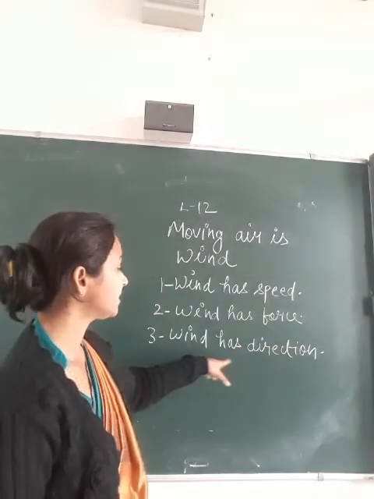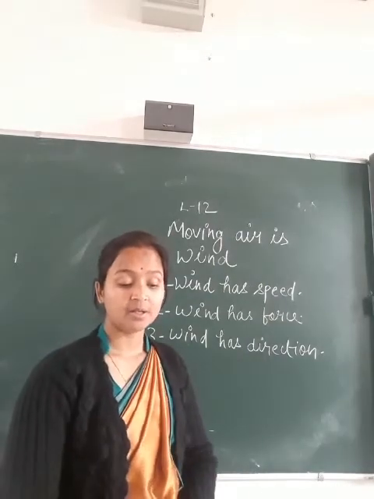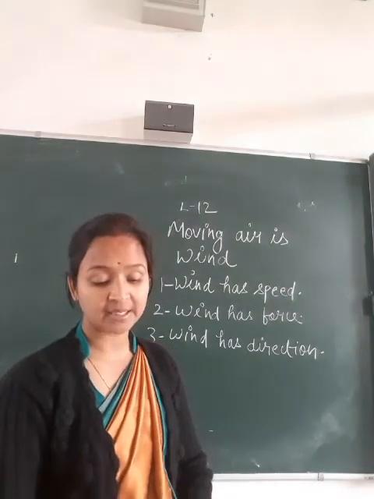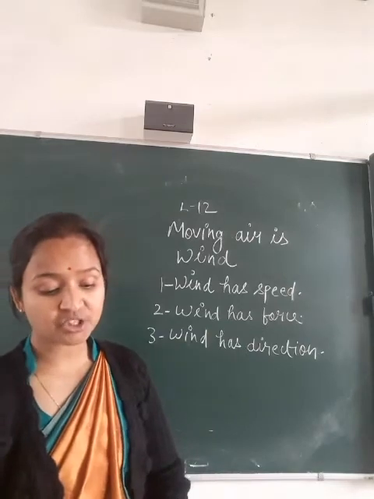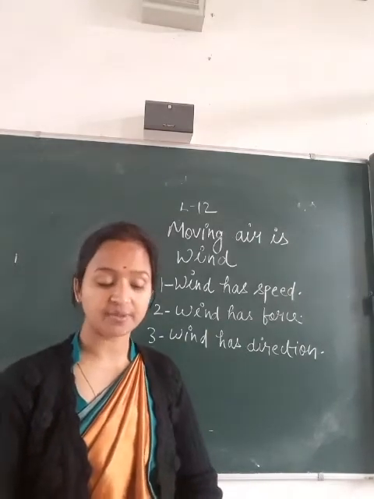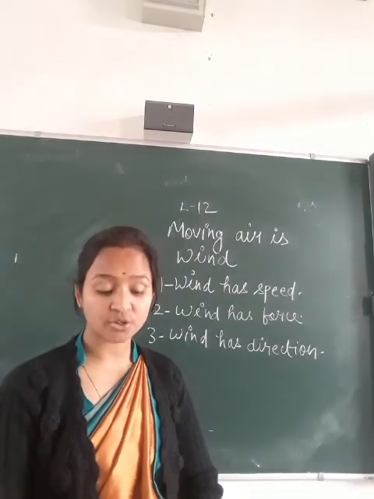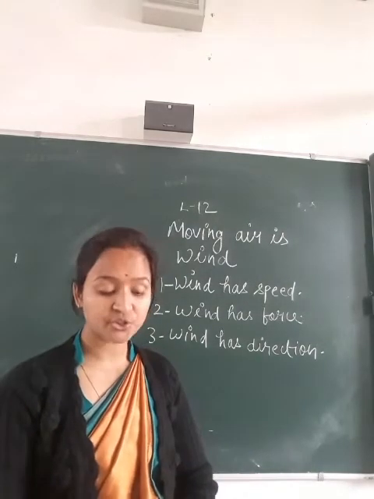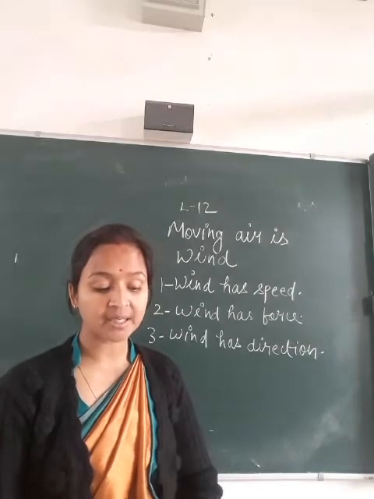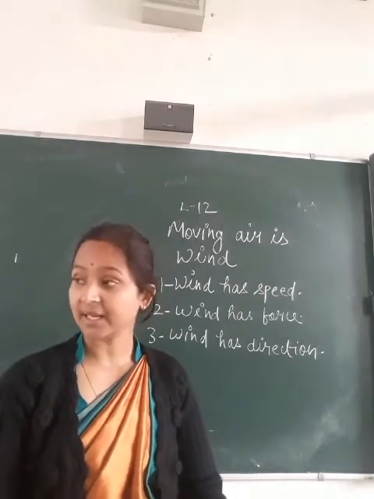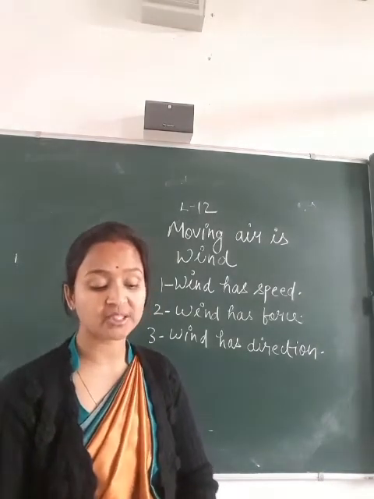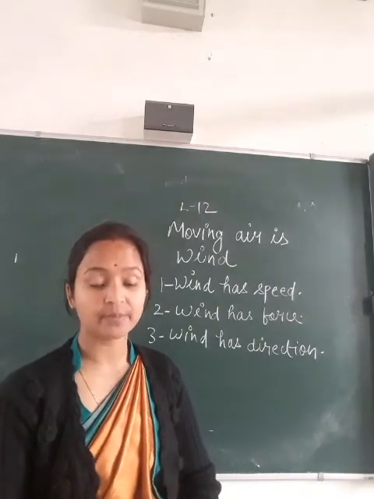Wind has direction. Wind blows in one direction at a time, and a wind coming from the west is called the west wind. As sailboats sail in the direction of the wind, branches of the trees move in the direction of the wind, kites and balloons float in the direction of the wind.